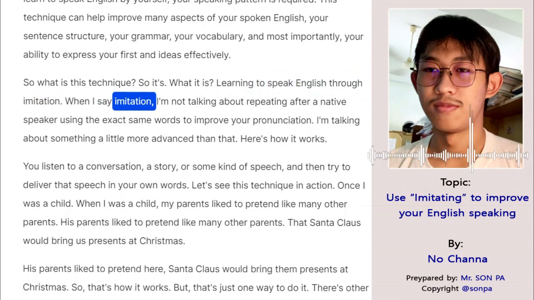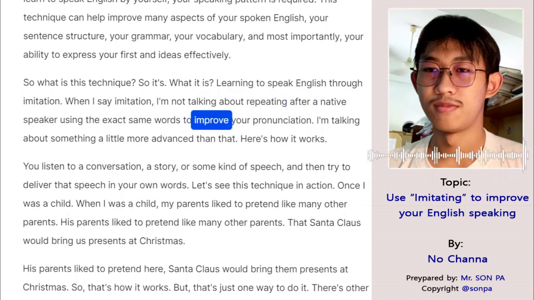When I say imitation, I'm not talking about repeating after a native speaker using the exact same words to improve your pronunciation. I'm talking about something a little more advanced than that. Here's how it works. You listen to a conversation, a story, or some kind of speech, and then try to deliver that speech in your own words. Let's see this technique in action.